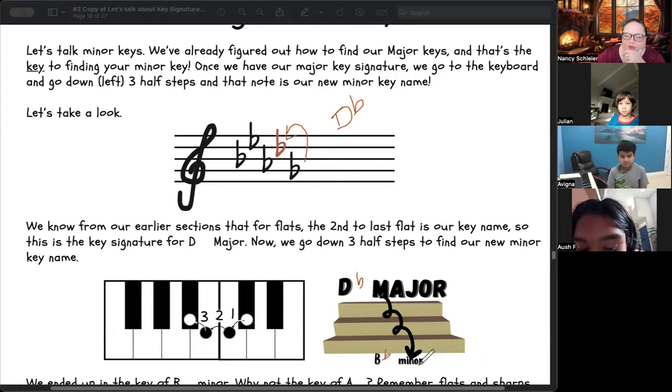I don't know why it went through and erased all the flats and sharp signs, because I put them all in. That is really weird.